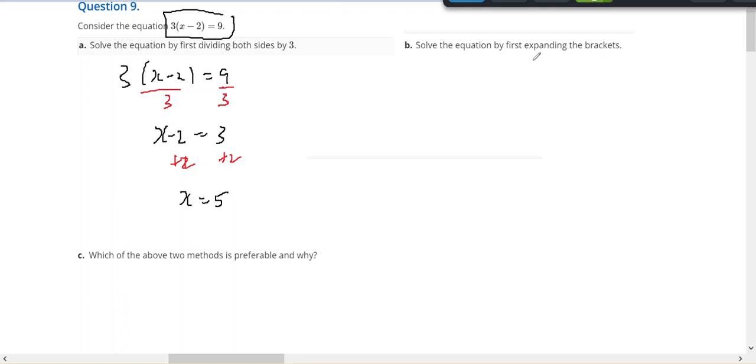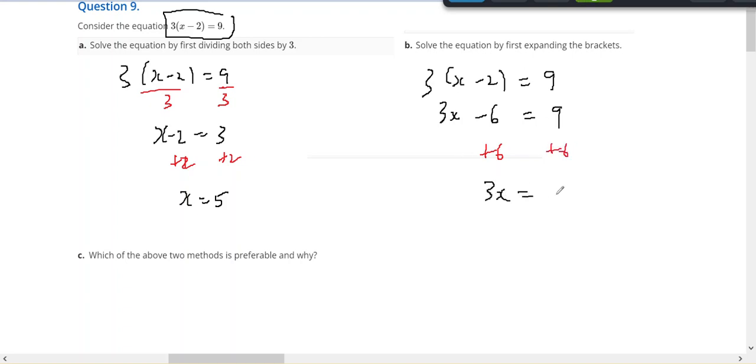Solve by first expanding the brackets. 3 times x minus 2 equals 9. 3x, 3 times 2 is minus 6, equals 9. Then plus 6 to both sides. That gives me 3x equals 15. And divide both sides by 3. x equals 5. Which is preferable and why?